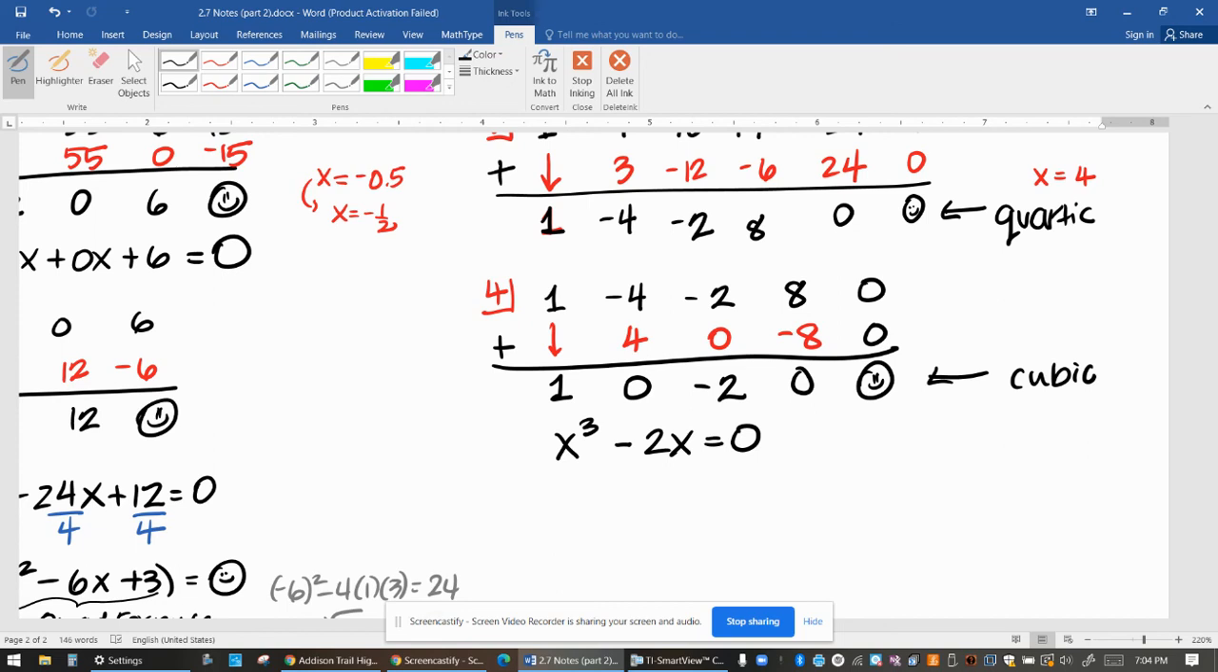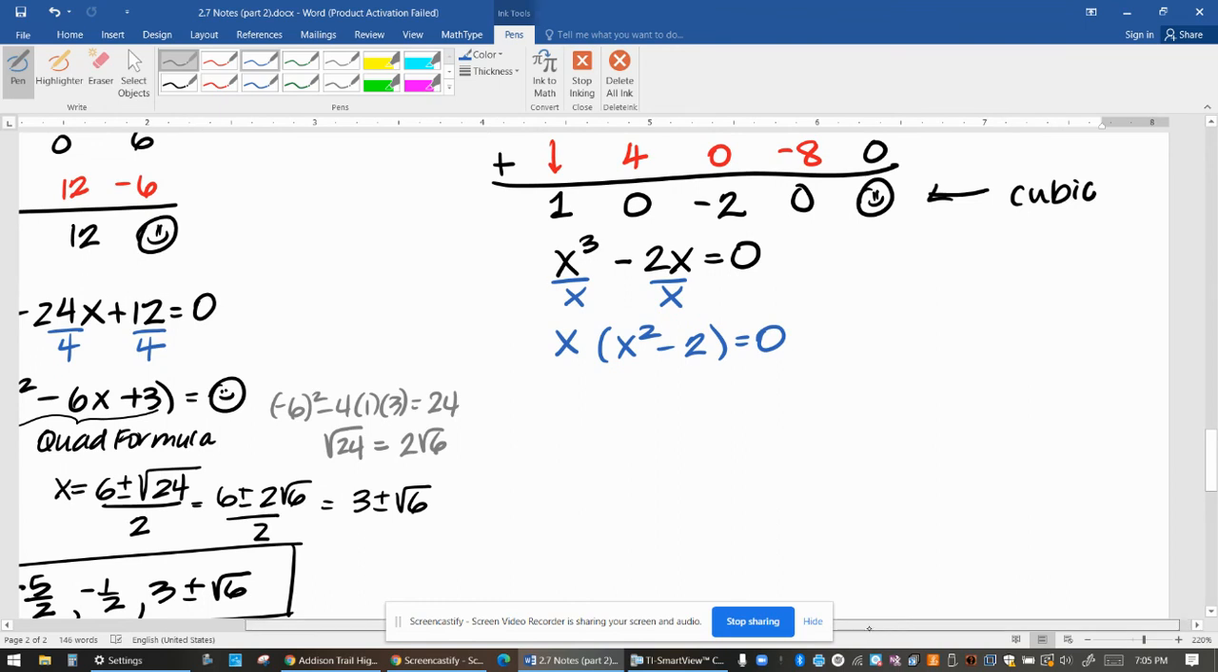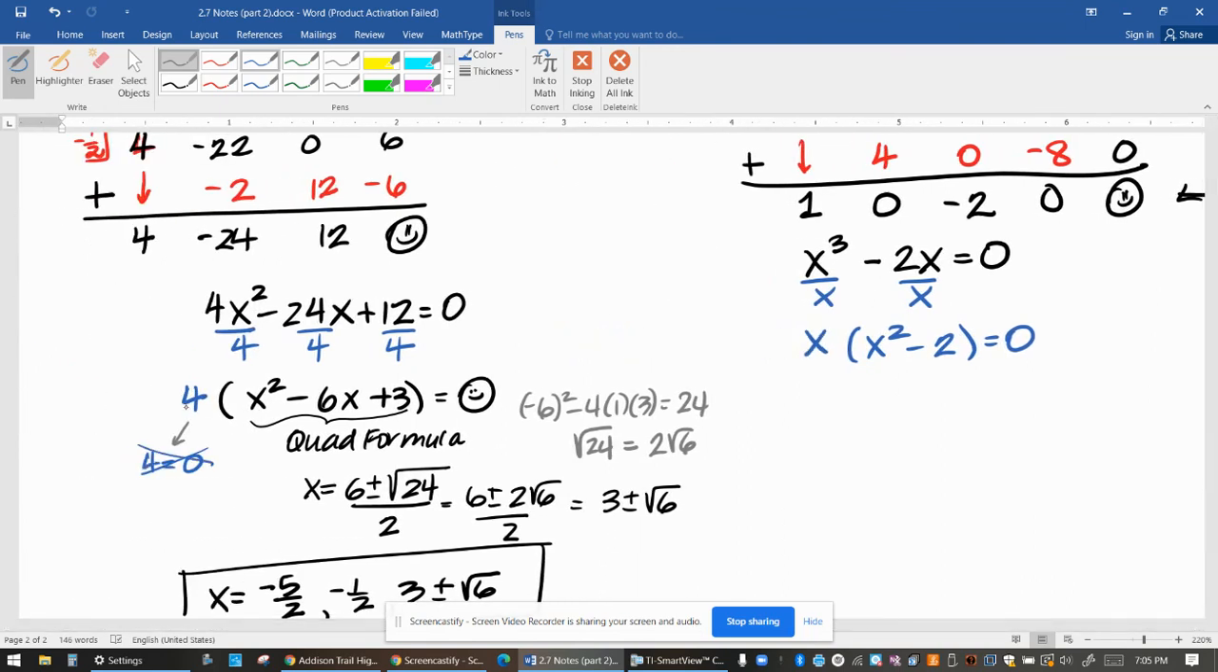Now, this is a cubic, so it's not a quadratic quite yet, but if you notice, it has a GCF of x. So if I factor out that x, then I do have a quadratic. So I have x, and then parentheses x squared minus 2. Now, remember in the previous problem, we had a GCF of 4, but 4, when I set it equal to 0, doesn't make sense because it didn't have a variable. Here, you do want to set this one equal to 0 because it has a variable. So one of your answers is 0.